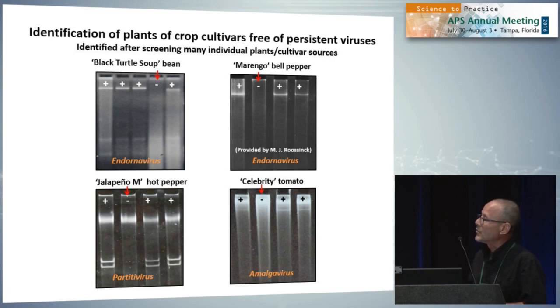I actually planted many plants, up to about 100, of a seed lot of black turtle soup bean. Finally, I found one that was virus-free. I selfed it, and that became a line.